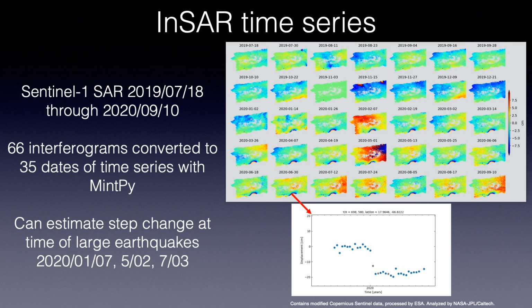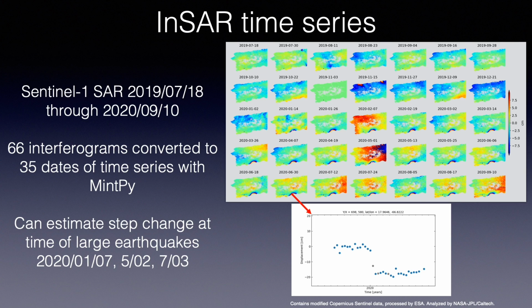The next type of a more advanced analysis is to take a number of interferograms for a whole time interval. Here I've processed 66 interferograms from the Sentinel-1 satellite track. This is the descending track with the radar look direction to the east and up. And there's 35 dates of acquisition between the 18th of July 2019 and the 10th of September 2020.